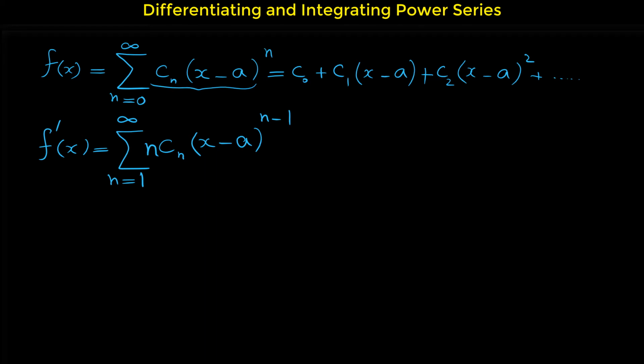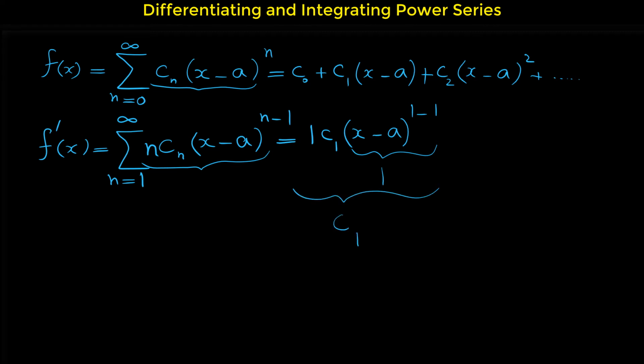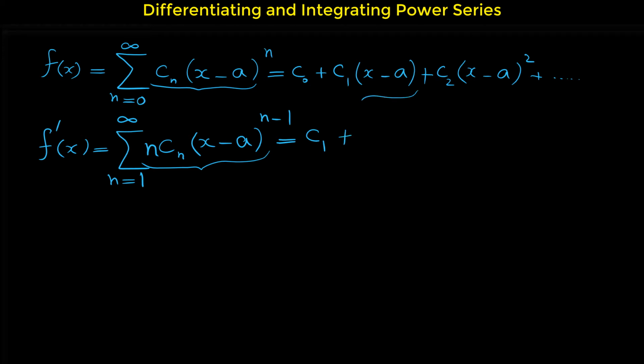And if we want to write this answer in open form, if we plug in 1 in this expression, we get 1 times c sub 1 times (x minus a) to the power of 1 minus 1. 1 minus 1 is 0, and (x minus a) to the 0 is 1. So this part is 1, and 1 times c sub 1 is c sub 1. So the first term is c sub 1, which you can find by taking the derivative of this term.